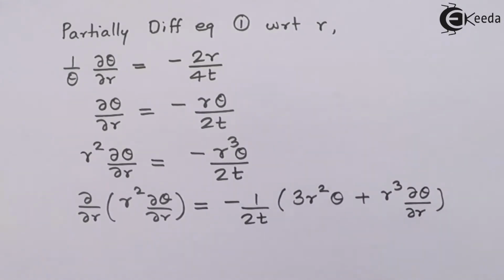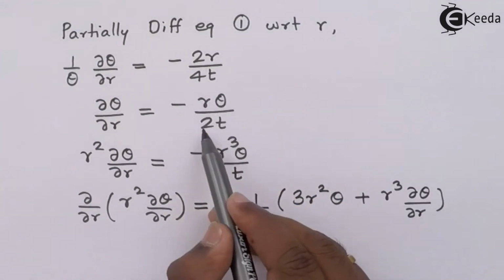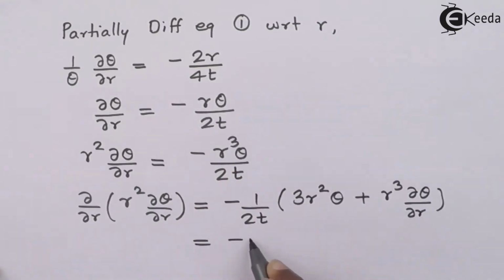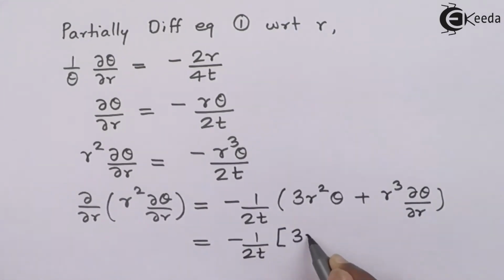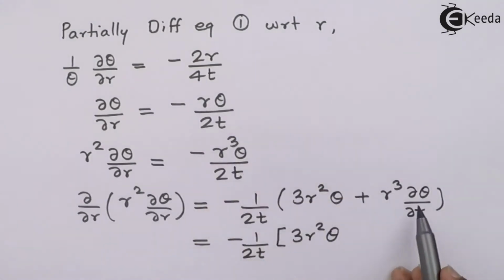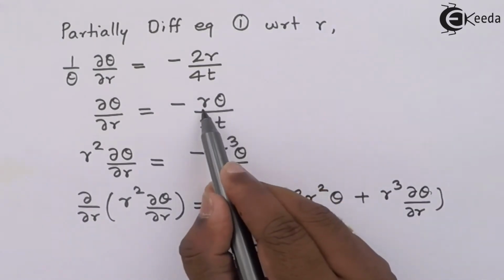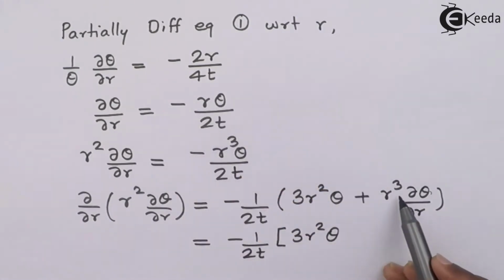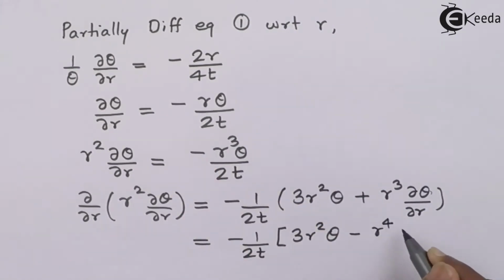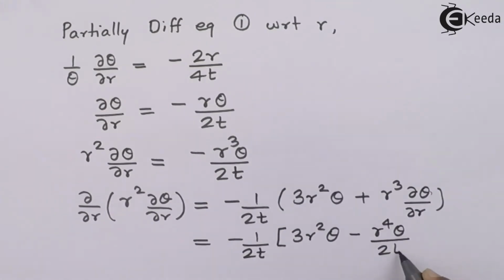Now what is the value of del theta upon del r? We got this value over here, which is negative r theta upon 2t. So I'll put this value over here. So I'll get negative 1 upon 2t, and in the bracket 3r square theta, r cube as it is, and here we'll put this value. In this value we have again r, so that r and this r cube will become r to the power 4 with a negative sign. So negative r to the power 4 theta upon 2t.